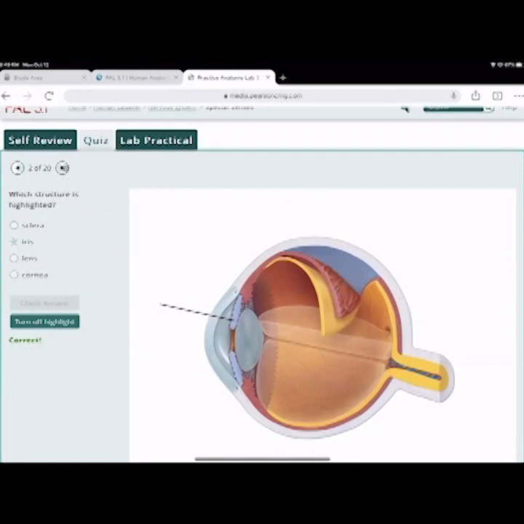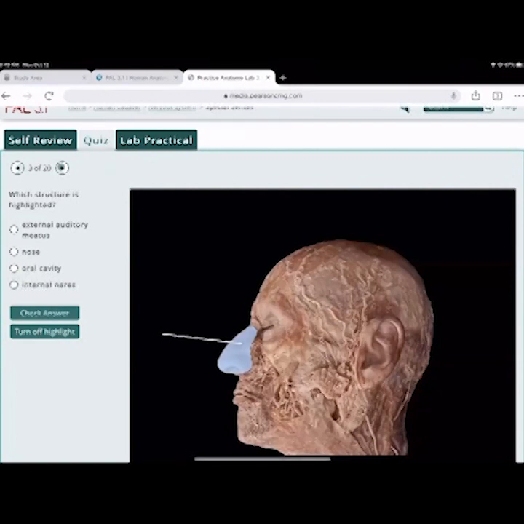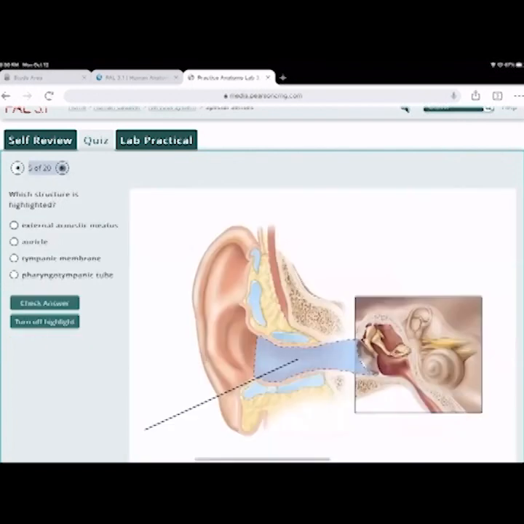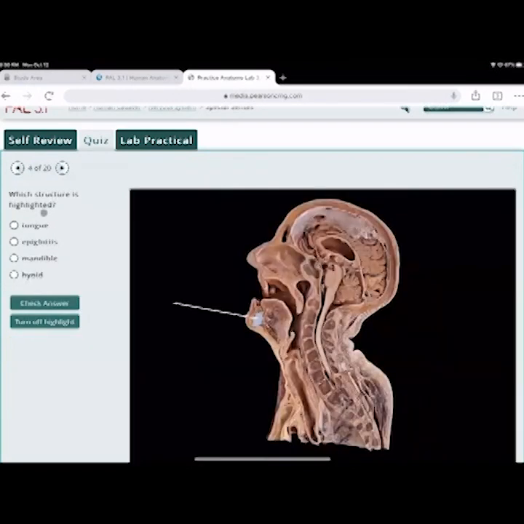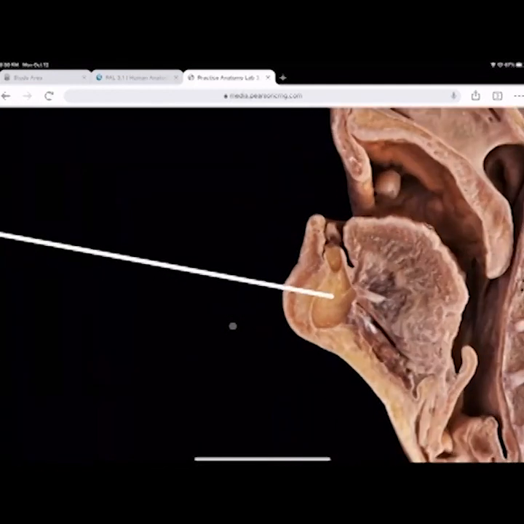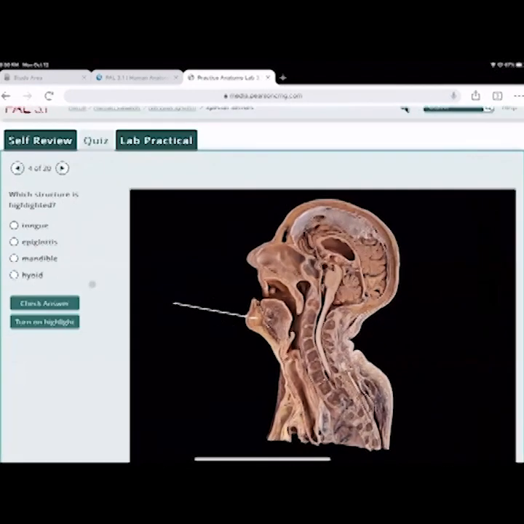We haven't covered that yet, but we will. Okay, what's that? Nose. That's the nose. All right. Okay, what structure's highlighted there? Mandible. I cannot see. Looks like it's pointing at the bone. Yeah, looks like pointing to the mandible to me too.